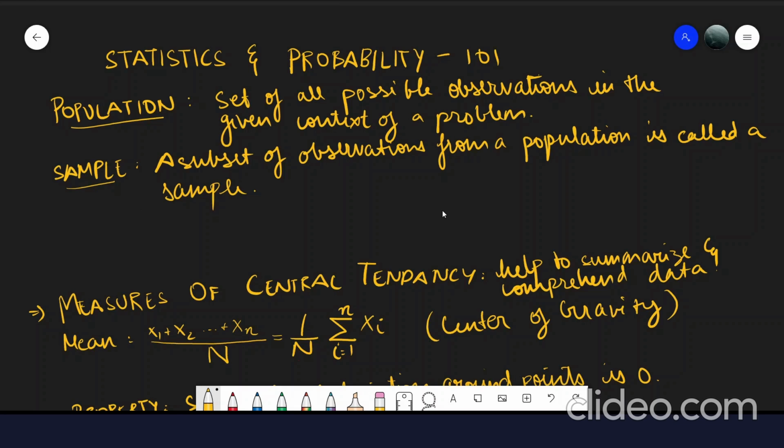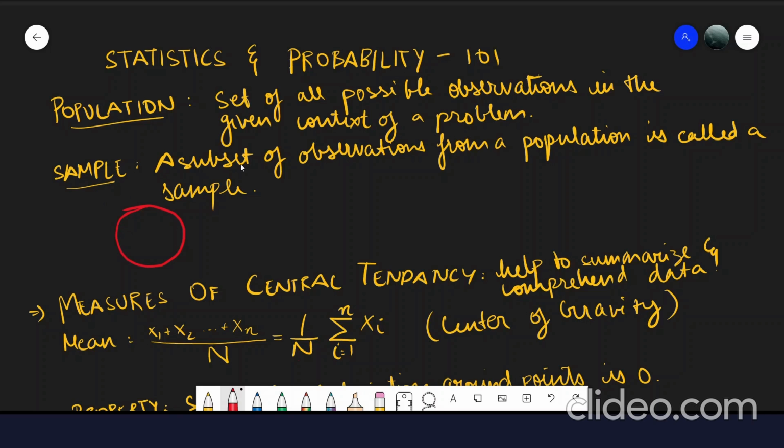So in stats, let's start with what the population is. The population is basically the set of all possible observations in a given context of a problem. In this case, our problem could be something like, find the total number of people in a particular city. Find the population of the city. Every single person who lives in that city forms the population of it.